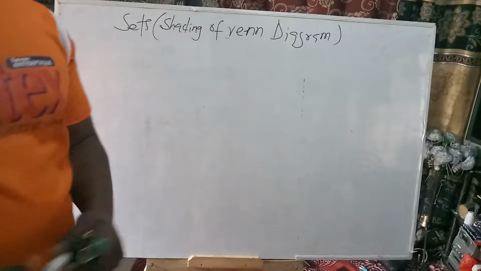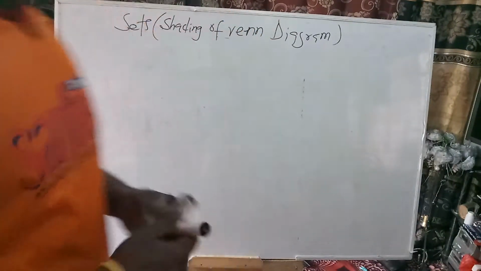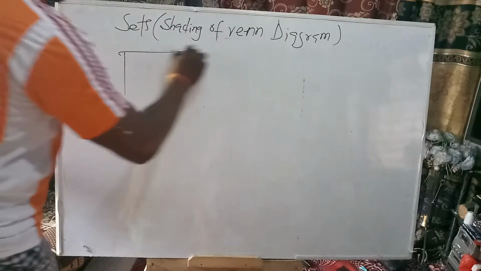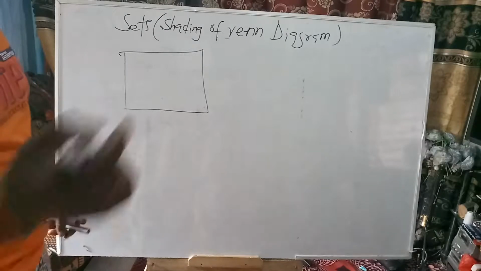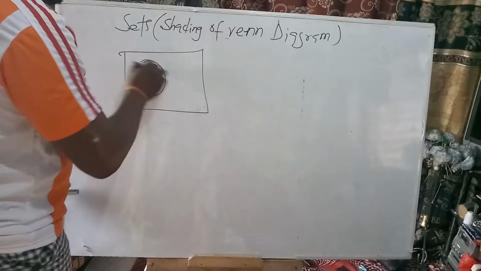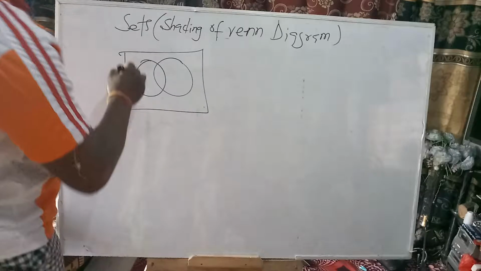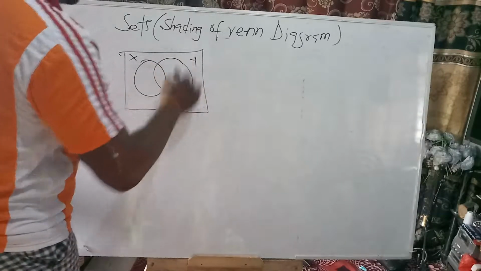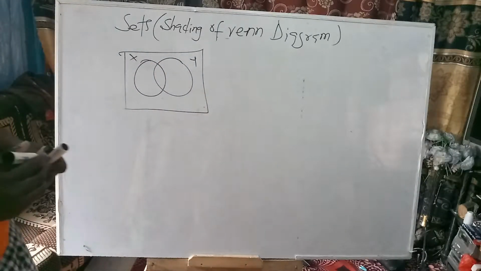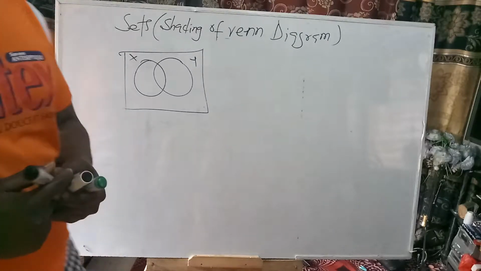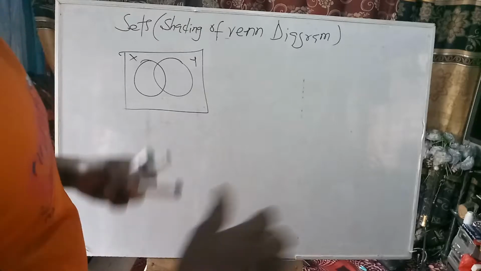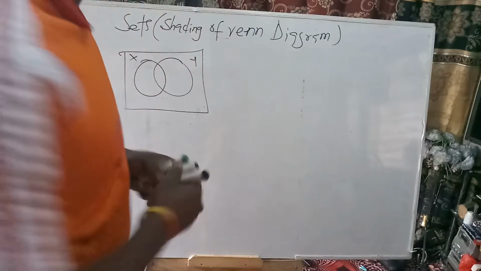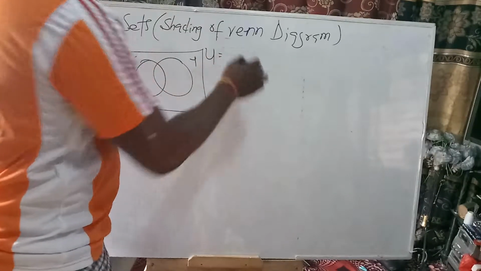When we talk about Venn diagrams, we always know of different types of diagrams, and I'm going to use the two-set diagram to illustrate for you in this lesson. Let's say when it comes to shading, we need to identify two different styles, and we know that every diagram has its universal set.